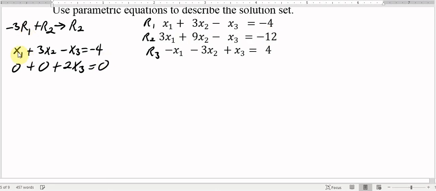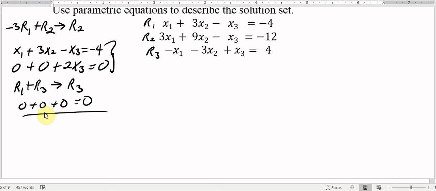Now, this is equation 1, equation 2. Now notice that I take row 1 plus row 3, and we'll get a new row 3. If I add row 1 plus row 3, they're all opposite signs, so I just get 0 plus 0 plus 0 is equal to 0. So let's see if I can write this out in terms of reducing all of this.